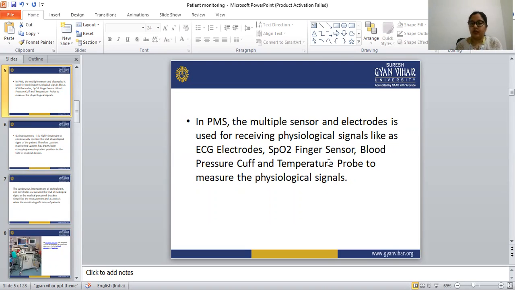How can we monitor all the physiological signals? We have to take them with the help of multiple sensors and electrodes. These multiple sensors and electrodes are attached to our body to receive the physiological signals like ECG and SpO2, meaning oxygen saturation level. So this is possible with the help of the electrodes and the multiple sensors.